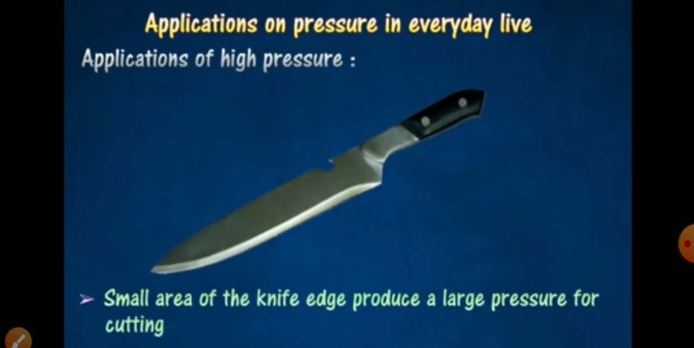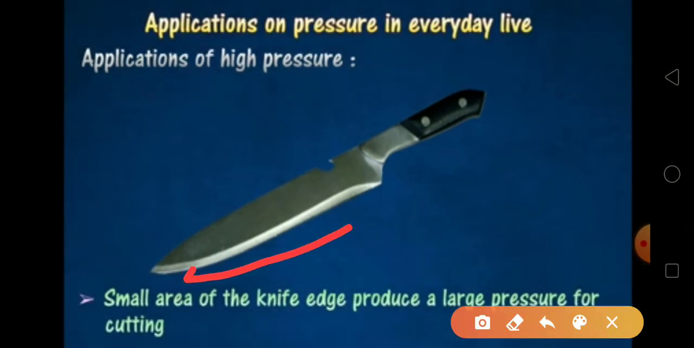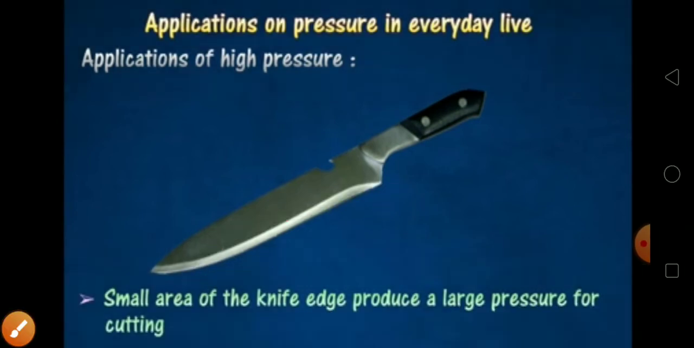So here we will see some applications of high pressure. Small area of a knife edge produces a large pressure for cutting. Here you can see children, its edge is very sharp. For that reason the area of contact of the knife with the vegetables or fruits is very small, and we know that if area is small, then more pressure can be exerted. For that reason, the small area of a knife edge produces a large pressure for cutting.